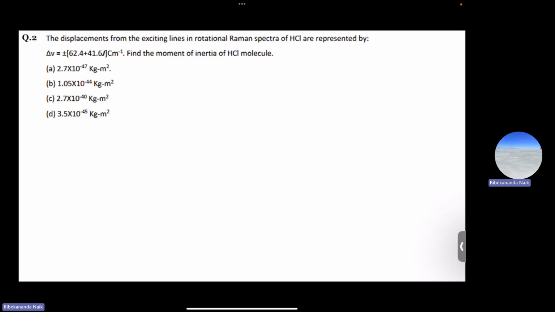So we need to find the moment of inertia, and it is given that the exciting lines in rotational Raman spectra are represented by this expression. So this question is based on Raman spectra. First we need to know what will be the expression for this displacement in case of rotational Raman spectra, and then by comparing we can calculate the moment of inertia of the HCl molecule. So we will be discussing after a few minutes. You first think how we can approach this problem and solve it, and then we will discuss.